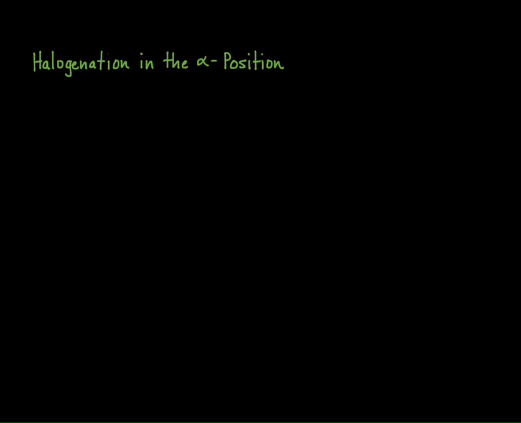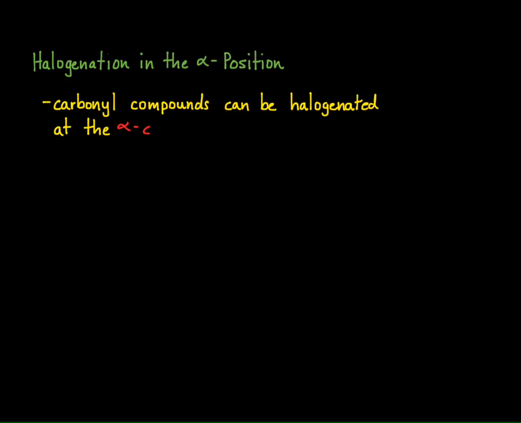Now that we've learned the equilibrium between carbonyl compounds and their enols, we can start to explore the chemistry of them. And the first thing that we're going to talk about is halogenation in that alpha position. So carbonyl compounds can be halogenated at the alpha carbon.